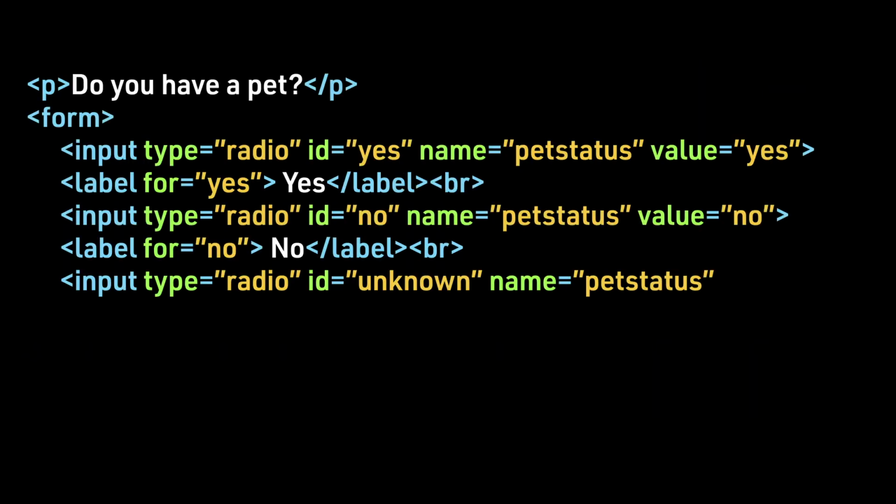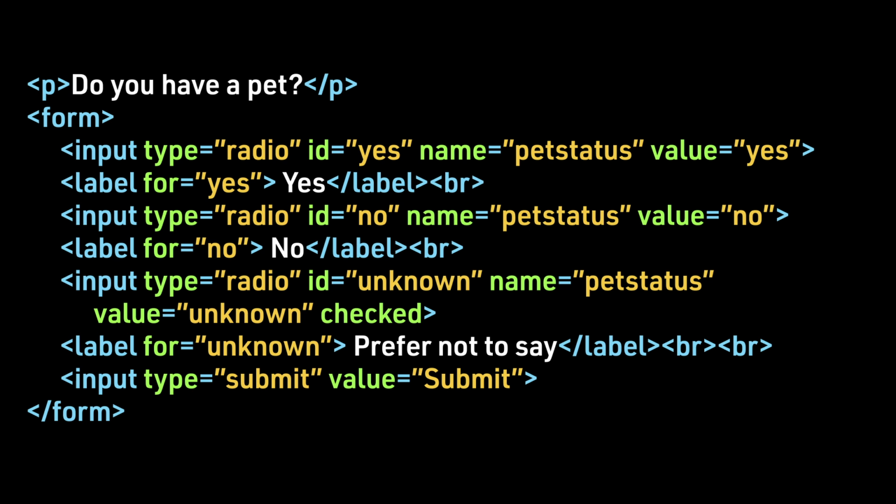P opening tag. Do you have a pet? P closing tag. Form opening tag. Input type radio, ID yes, name pet status, value yes. Label for yes, Yes. Label closing tag, break. Input type radio, ID no, name pet status, value no. Label for no, No. Label closing tag, break. Input type radio, ID unknown, name pet status, value unknown, checked. Label for unknown, prefer not to say.